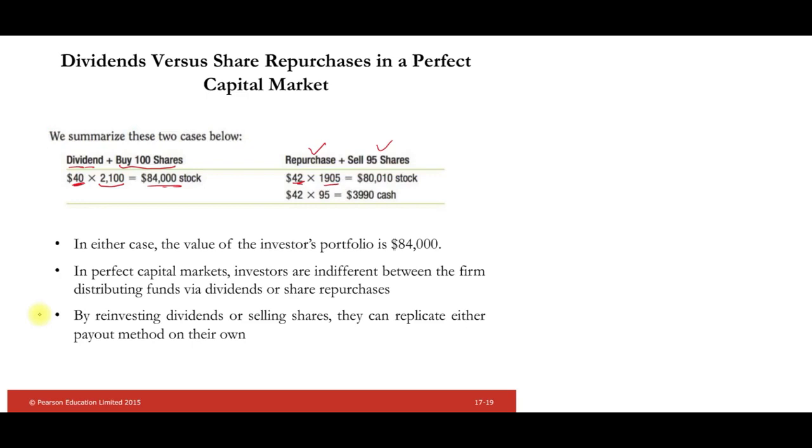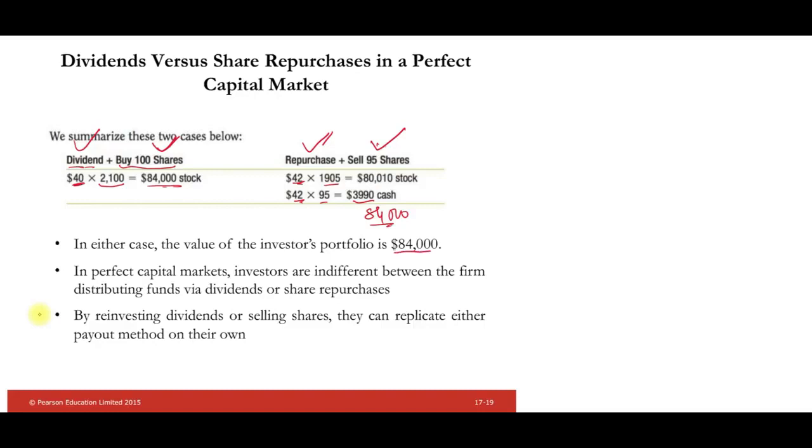And how many shares had he actually sold? 42 into 95, he will receive this much. So if you see, his wealth would be 84,000. So wealth is not changing, even if the company pays dividend and he wants shares, or if the company repurchases and he wants cash. Okay, so please listen again. If the company pays dividend but he wants shares, or the company repurchases and he wants cash, in either case, the value of the investor portfolio is 84,000. But it is only true in the perfect capital market.